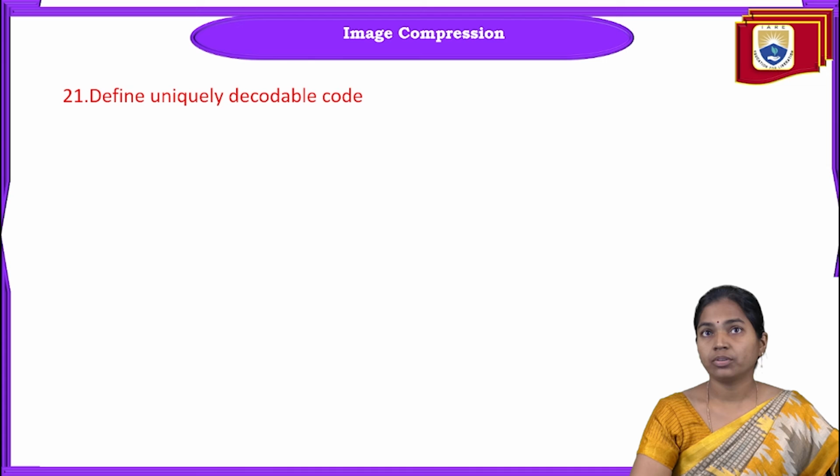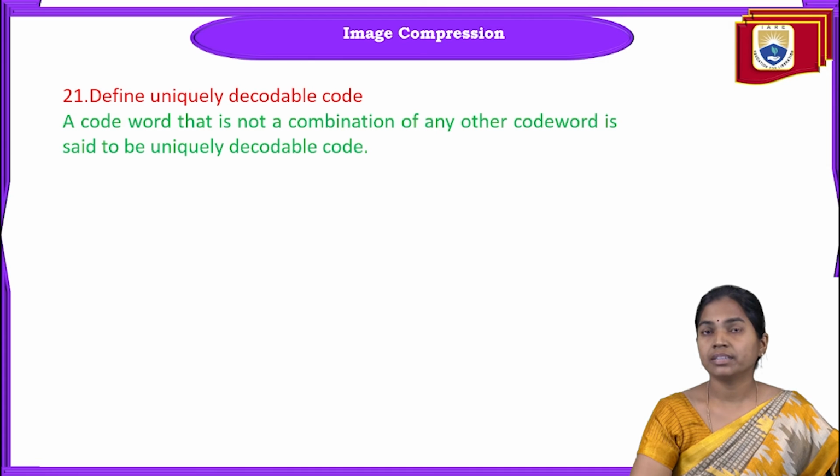Define uniquely decodable code. A code word that is not a combination of any other code word is said to be a uniquely decodable code.